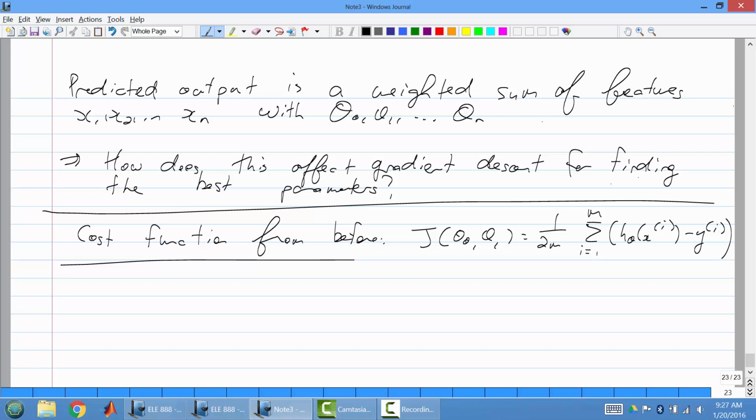Okay, so this is from before. Now the new cost function is very simple. You're just adding more parameters to it. So instead of just theta 0, theta 1, you're adding more, from theta 0 all the way up to theta n, right?